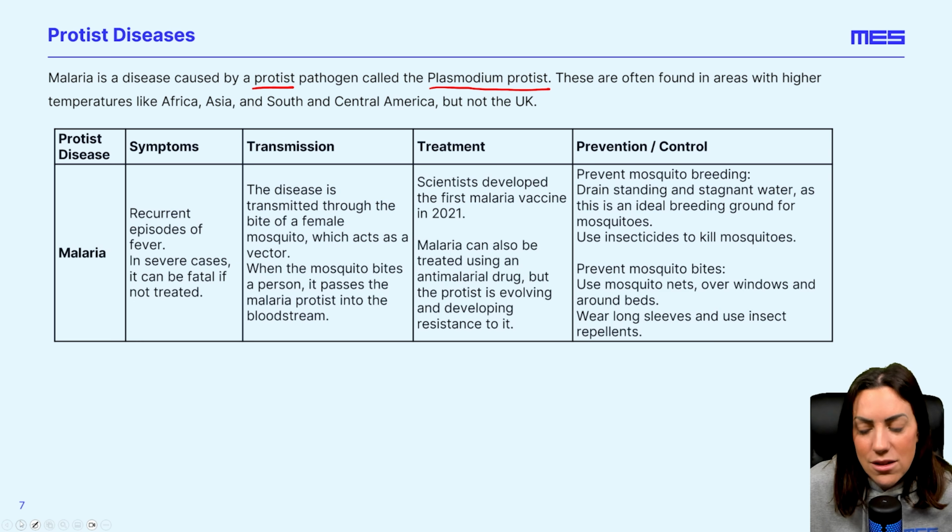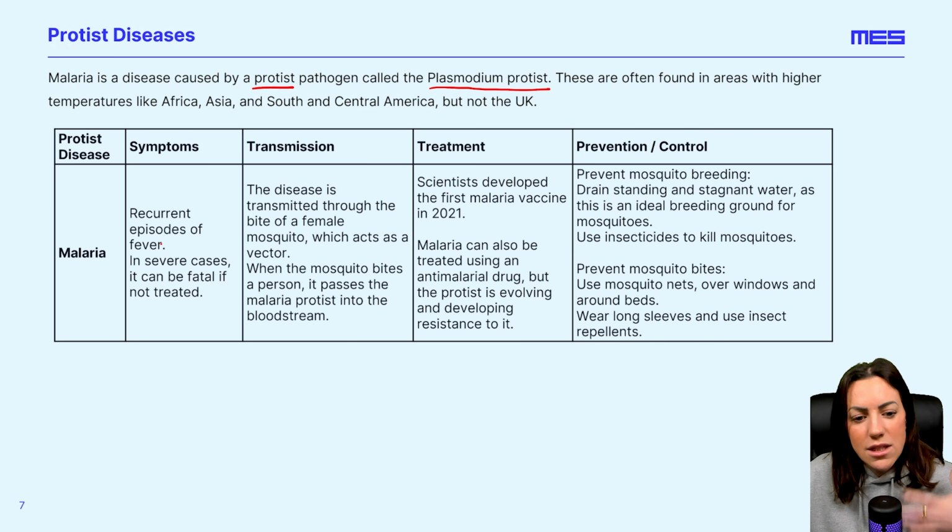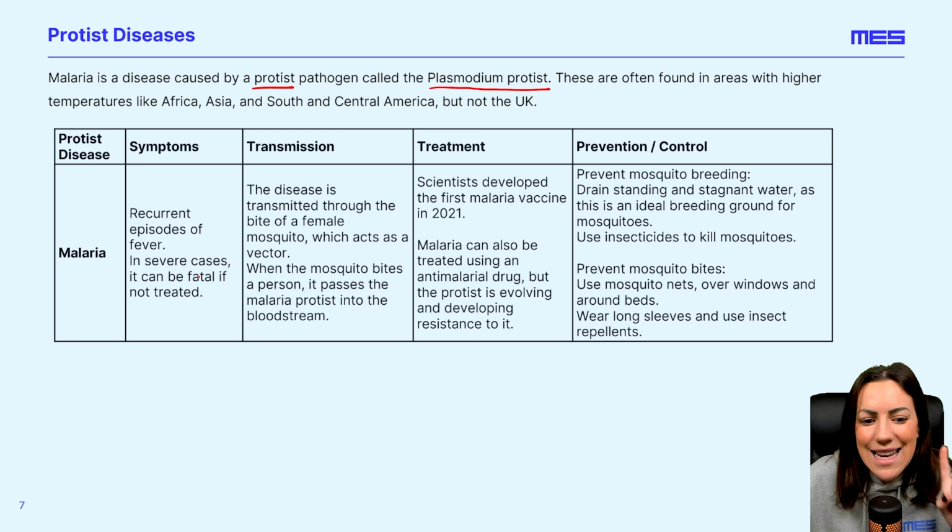So let's look at this one. Malaria, as we said, is caused by a protist. The symptoms: recurrent episodes of fever, so lots of instances of raised high body temperature. In severe cases, it can be fatal if not treated.